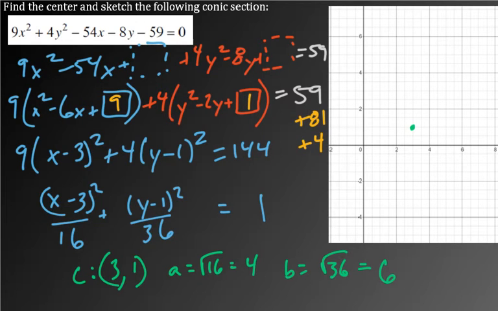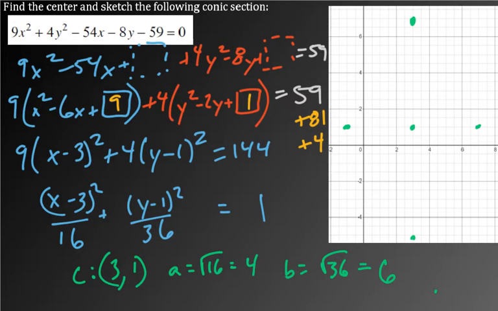And then A is my left and right movement, so I've got to go 4 units left and right from there. So here, and then 3 plus 4 is 7, so over there. And then B is 6, so from the center go up and down 6. So we got that point right there, and then this point up here.